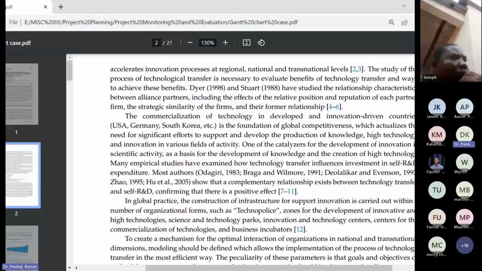Overall, project monitoring and control are crucial for ensuring that a project is completed successfully on time and within budget while meeting the required quality standards. It involves proactive management and the ability to adapt to changing circumstances.